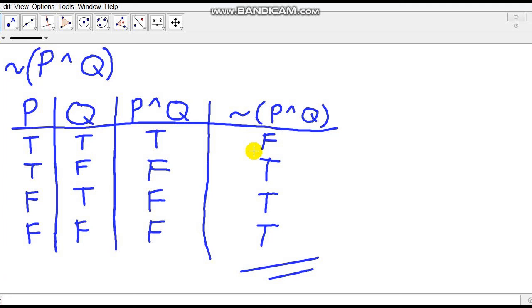So that's it for the truth value of a compound proposition. For our next video, we're going to discuss the truth values of conditional and biconditional propositions.